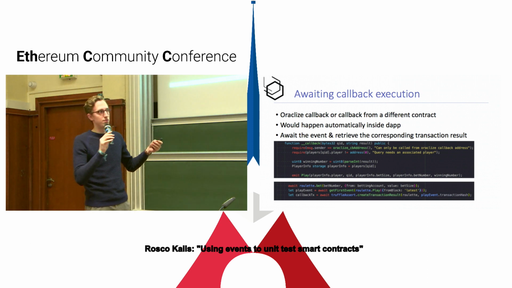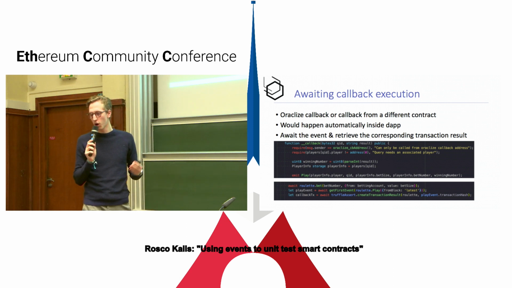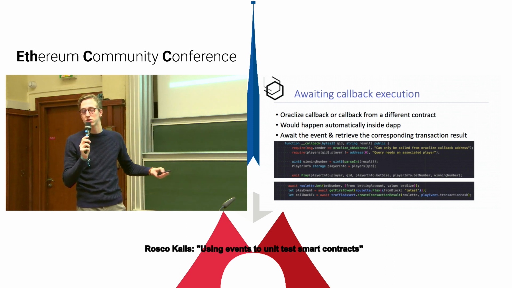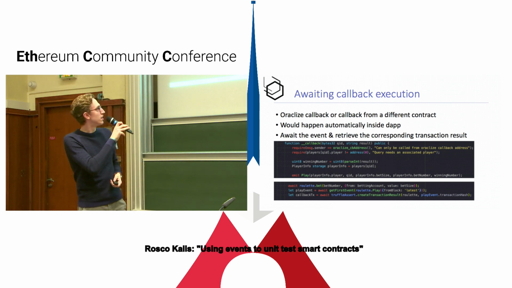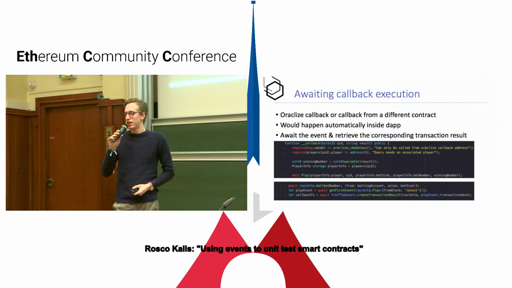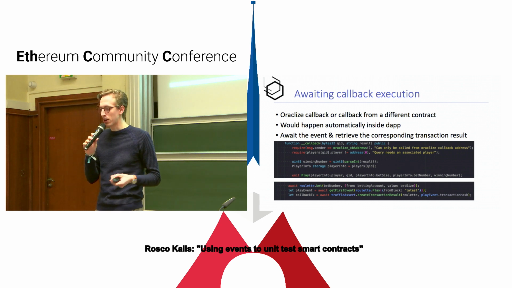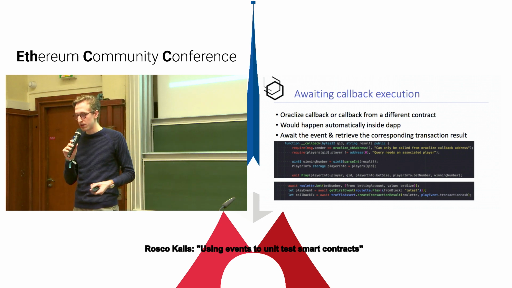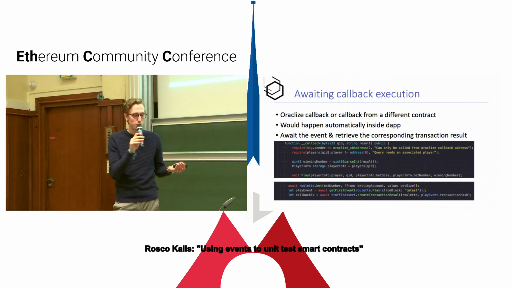A drawback of this is that it still comes with the same drawbacks that I discussed before. So what if the event doesn't emit? Then you don't really know. Then you keep on waiting again. But there's not really a better way right now. So this at least allows you to test this callback function, and otherwise you wouldn't even be able to test it at all.